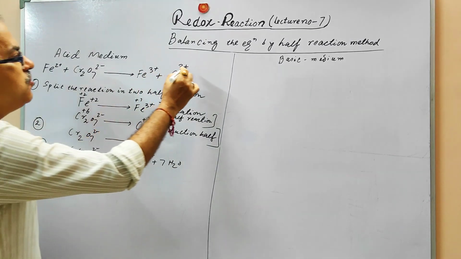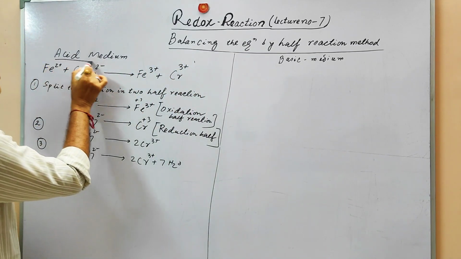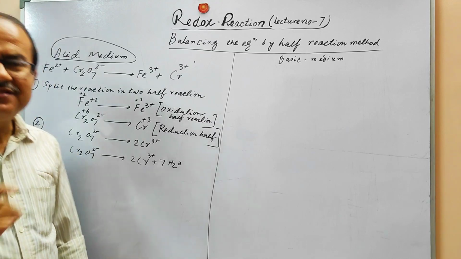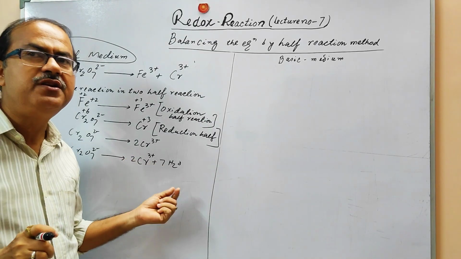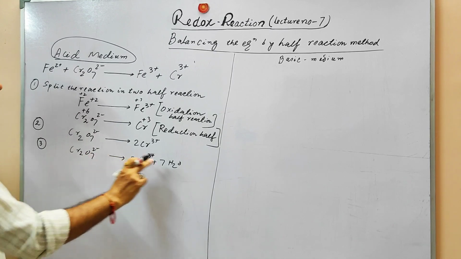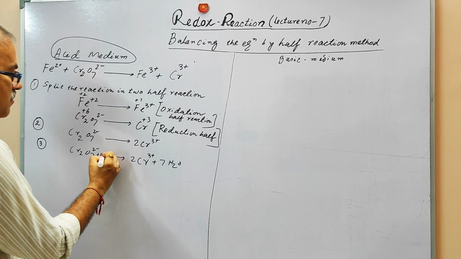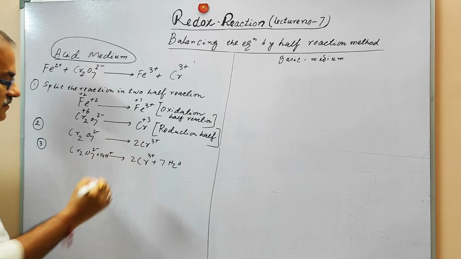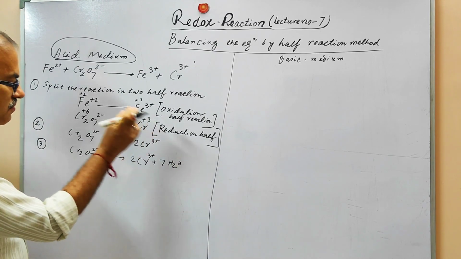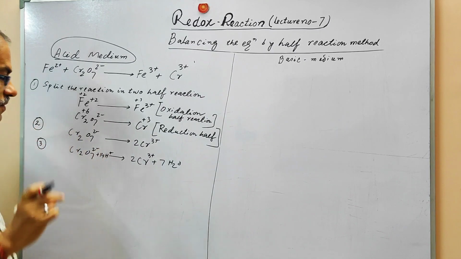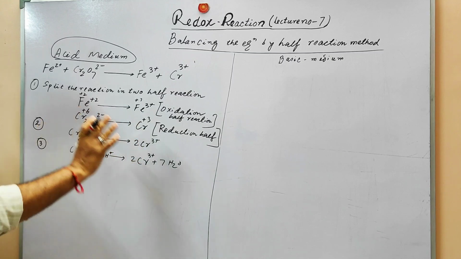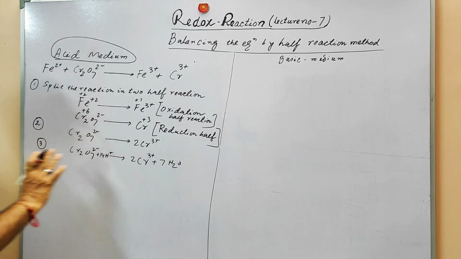As the reaction is going on in acid medium, as we already said, we have to balance the hydrogen atoms by H+ ions. How many H+ will we give? There are 14 hydrogen atoms, and we have balanced them with 14 H+. So this is the balancing of atoms, oxygen and hydrogen done.